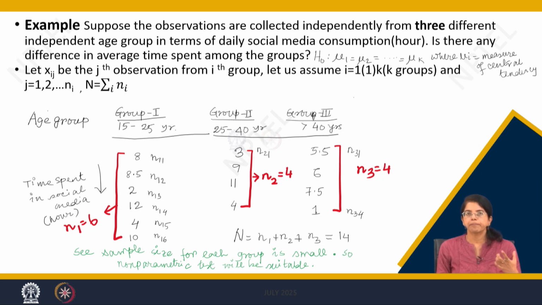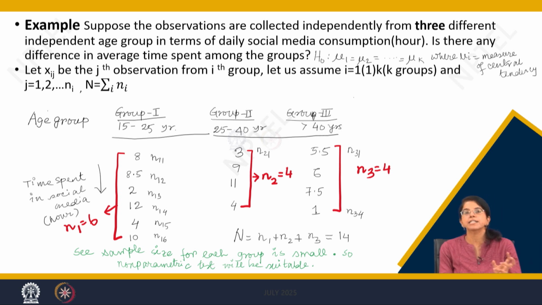One is the youngest age group, 15 to 25 years, that is group 1. Group 2 is 25 to 40 years and group 3 is greater than 40 years. And for group 1 we have collected 6 observations: 8 hours, 8.5 hours.